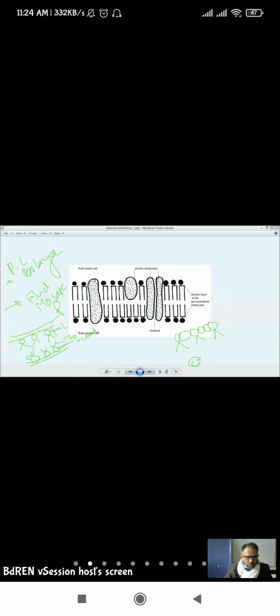This is the protein part. This is the lipid part, and it will be continuous. This is the protein part, this is the lipid part. By this way, they are arranged. So this is the lipid, and this is protein. Have you seen this? You understand? Have you any question regarding this?